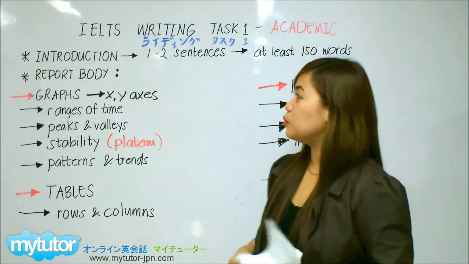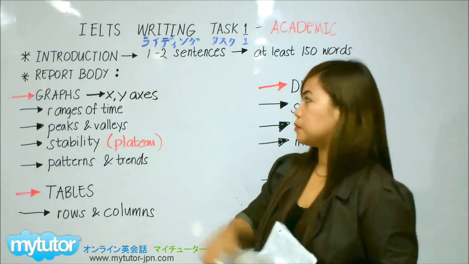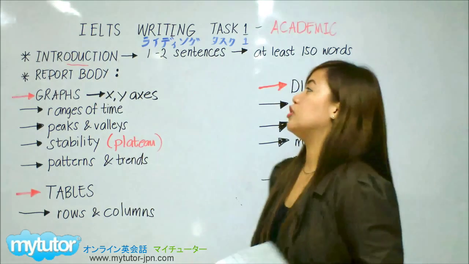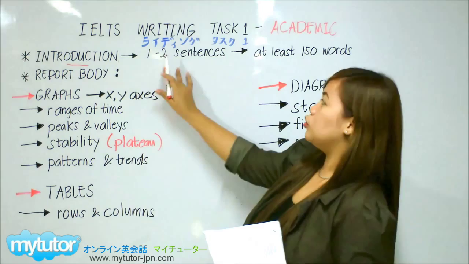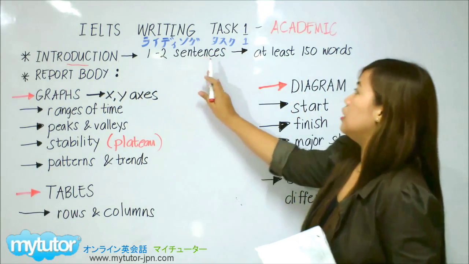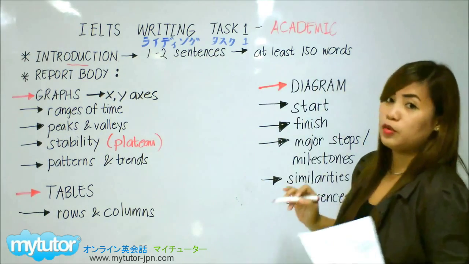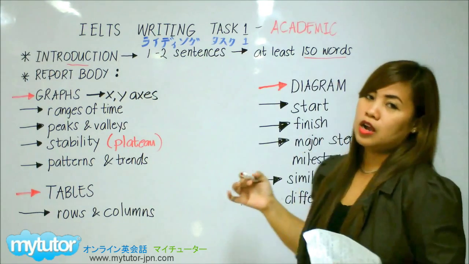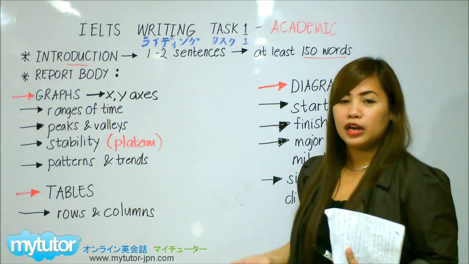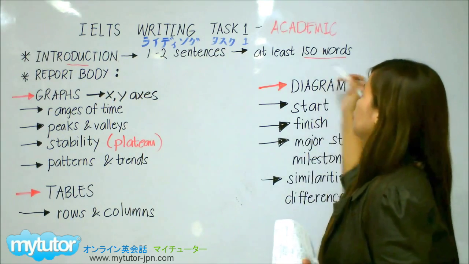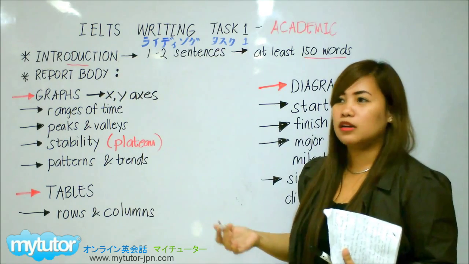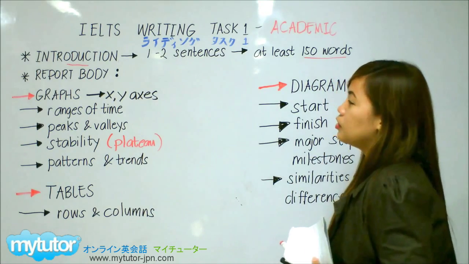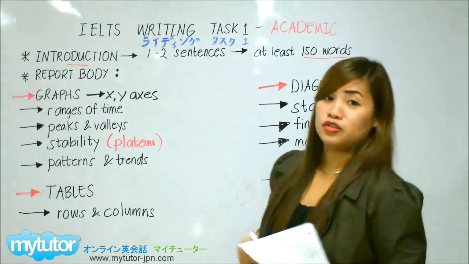Okay, so first we will be talking about the introduction. So the first part of our report, we are going to write an introduction. This is made up of two sentences. And it should be at least 150 words. So more than 150 words. In order for us to get a better grade, we aim for 160, 170, or even up to 190 words. That's very desirable. So what do we describe in the introduction?